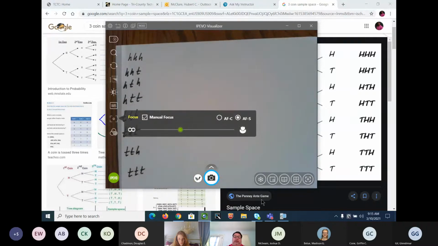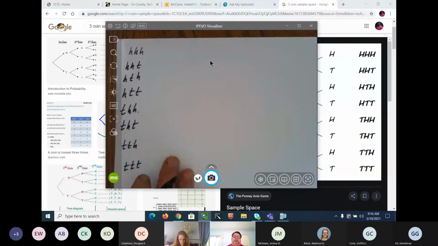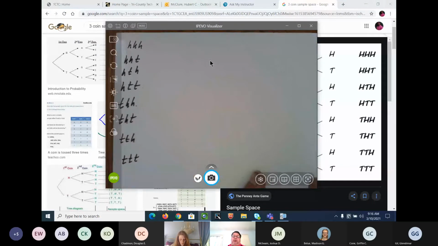Same thing with 3 kids, 3 flips of a coin. They're the same thing because you can only have heads or tails. You can only have a boy or a girl.